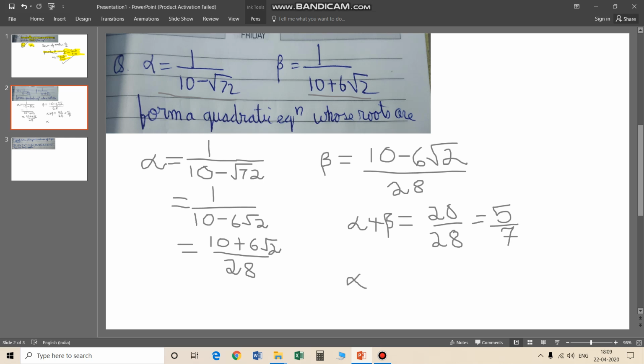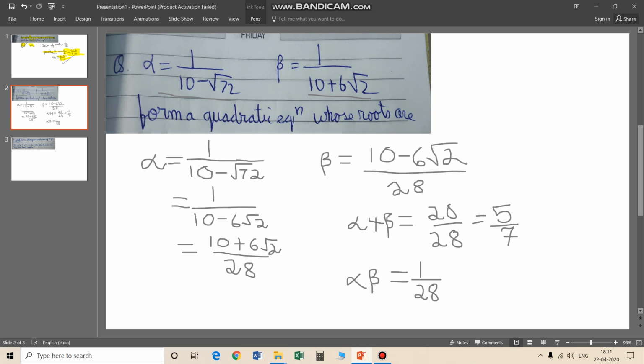Now alpha beta. What is alpha beta? Multiply it. It will come to be equal to multiplying 10 plus 6 root 2 into 10 minus 6 root 2, which is equal to 28. 28 by 28 by 28, that is 1 by 28. Nice thing. Alpha beta, alpha plus beta got.